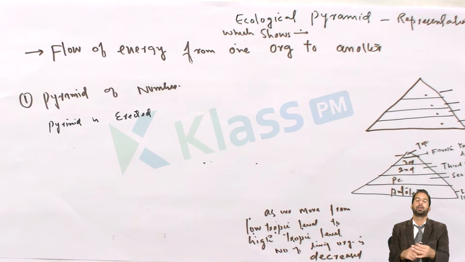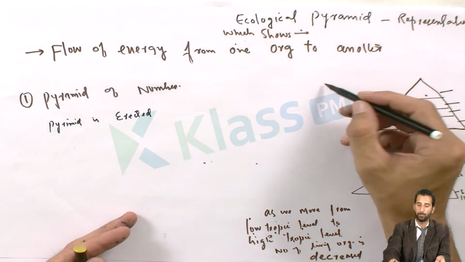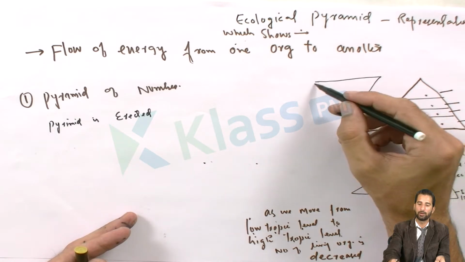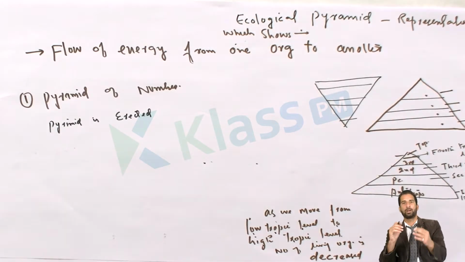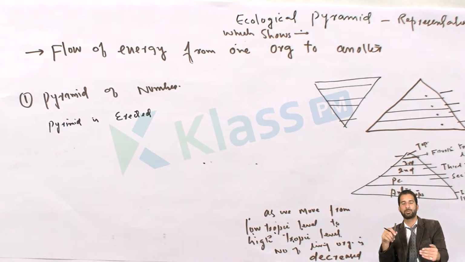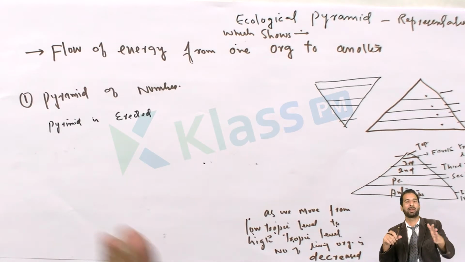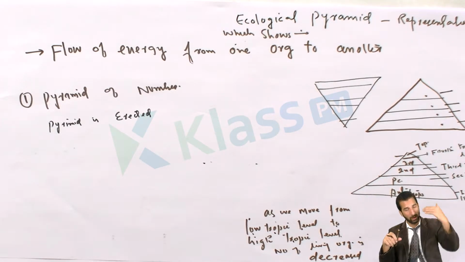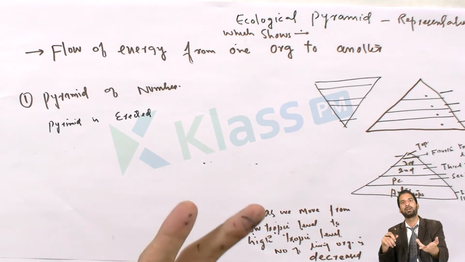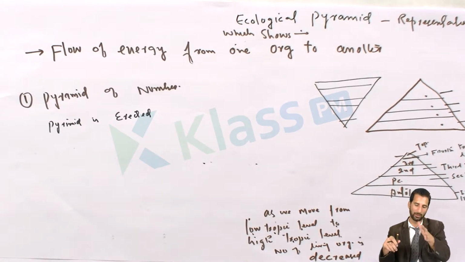Please understand that a pyramid can be like this, erect, but a pyramid can also be like this, inverted. Where an inverted pyramid occurs, I will explain it there. But please remember, a pyramid cannot always be erect. A pyramid can be erect, but it can also be inverted as well. Mostly the pyramid is erect, but not in all cases. It may be inverted as well.